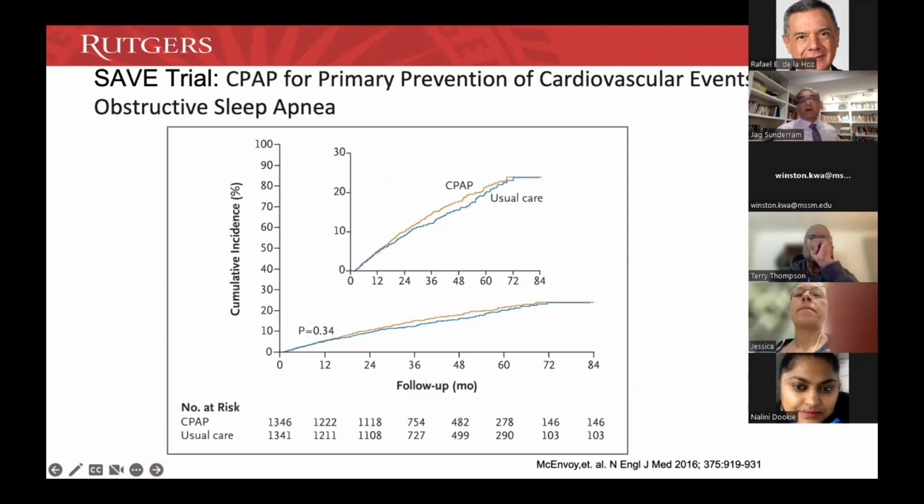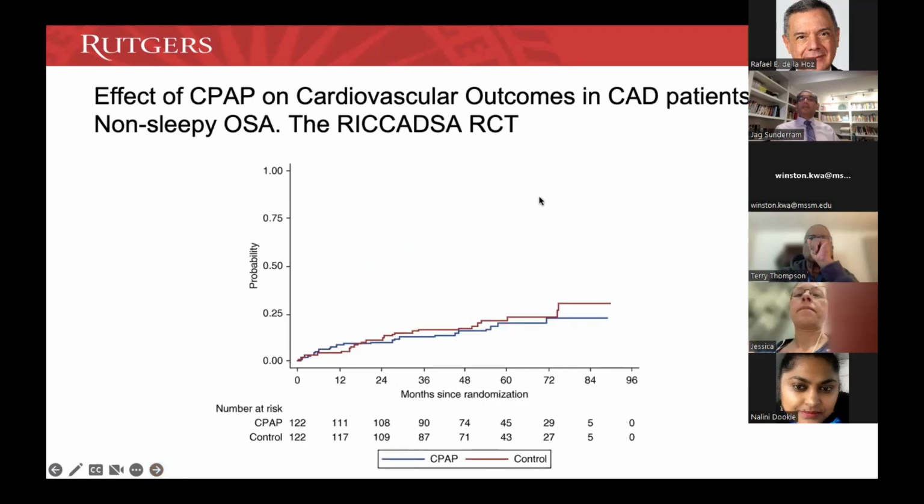However, when you looked at RCTs, and the first RCT that came out in 2016 that everybody is aware of, the SAVE trial, this was looking at primary prevention of cardiovascular events in OSA. We could not demonstrate any difference with the use of CPAP in this population, looking at over 1,300 people treated with CPAP compared to 1,300 who got usual care. Similarly, for the secondary prevention of coronary artery disease, looking at a subset who were not sleepy, the RICCADSA RCT again showed no difference whether you used CPAP or were in the control arm.